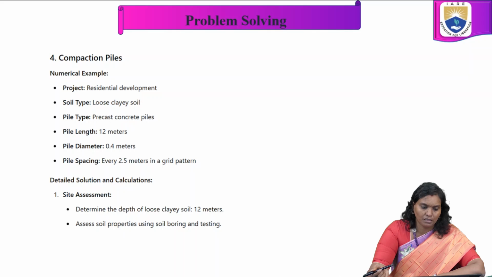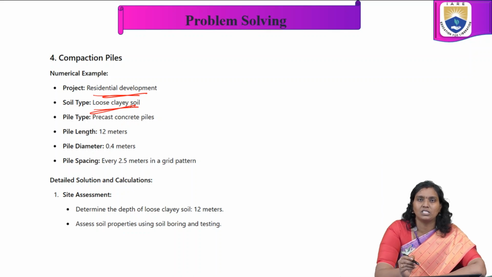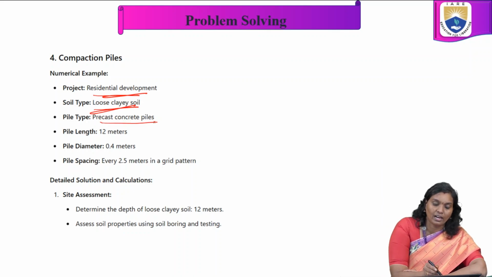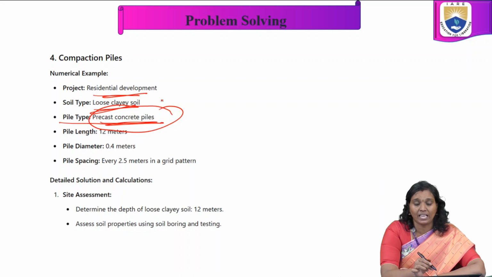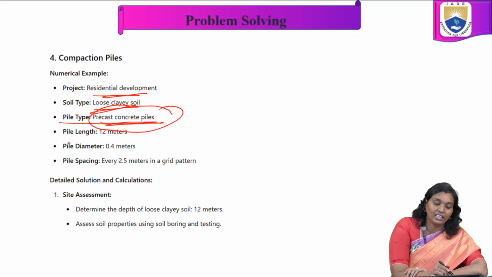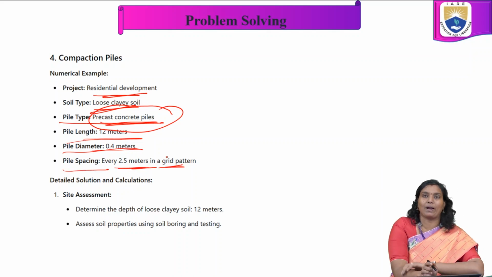Now compaction piles. In these compaction piles, we choose a residential development. The type of soil is loose clayey soil. We choose precast concrete piles. Pile types also differ, and they are chosen according to the requirement. Here we choose precast concrete piles. Pile length is 12 meters, pile diameter is 0.4 meter, and pile spacing is every 2.5 meters in a grid pattern.